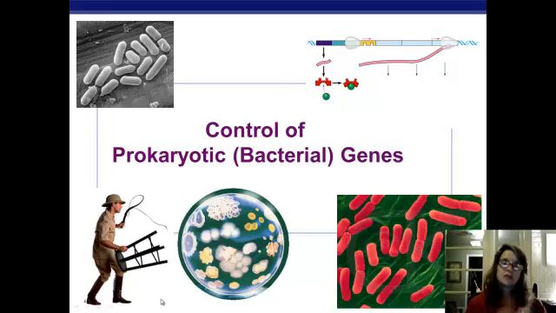Now, it was really much easier to figure this out looking at prokaryotic or bacterial cells because their systems are so much simpler than eukaryotic cells. So we're going to talk about what scientists first figured out looking at prokaryotic gene control, and then we will talk about it with eukaryotes, which is a bit more complex. We won't go into that much detail though, so we won't overwhelm you.